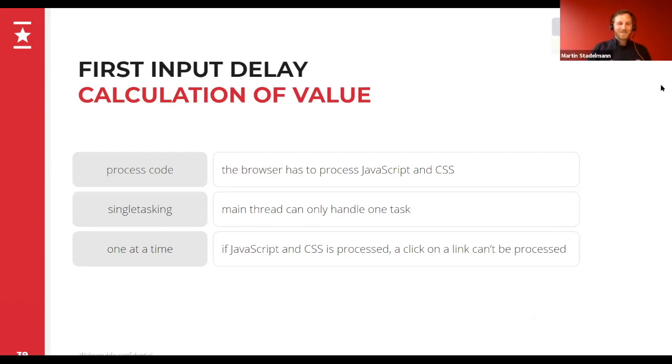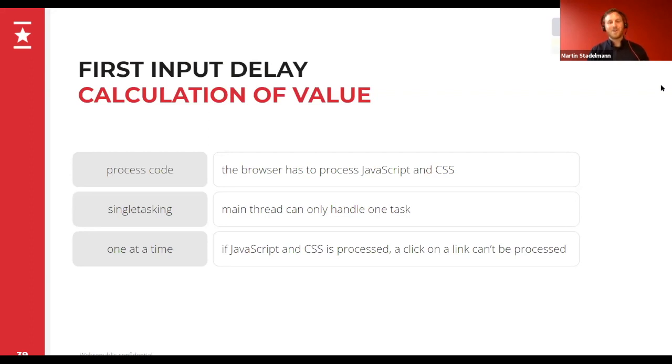Thanks, Dafina. So if we look at the calculation of these values, we can see 3 steps. First, the browser has to process JavaScript and CSS. Second, we have the issue of single tasking, namely the main thread can only handle one task at a time. I don't know about you, but I pretty much work the same, and multitasking is not my thing. So if I already process something, I cannot handle another interactivity.